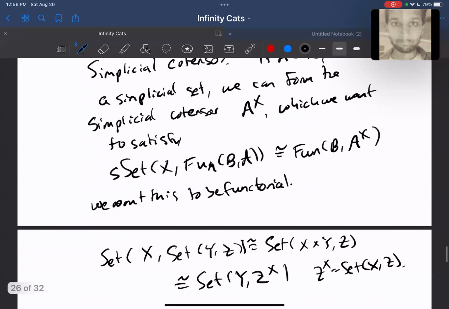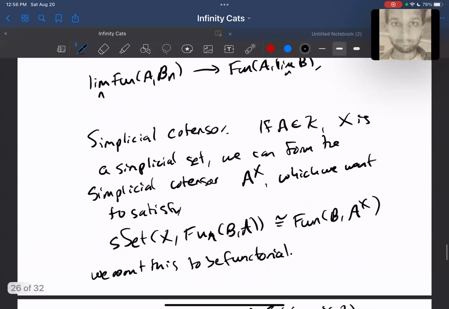Can I ask a question? Yeah, go ahead. So on the left, you have maps of simplicial sets from X into fun(B, A). And on the right, you have fun(B, A)X. Isn't that thing a simplicial set? Yeah, sorry. Both of these are supposed to be simplicial sets.